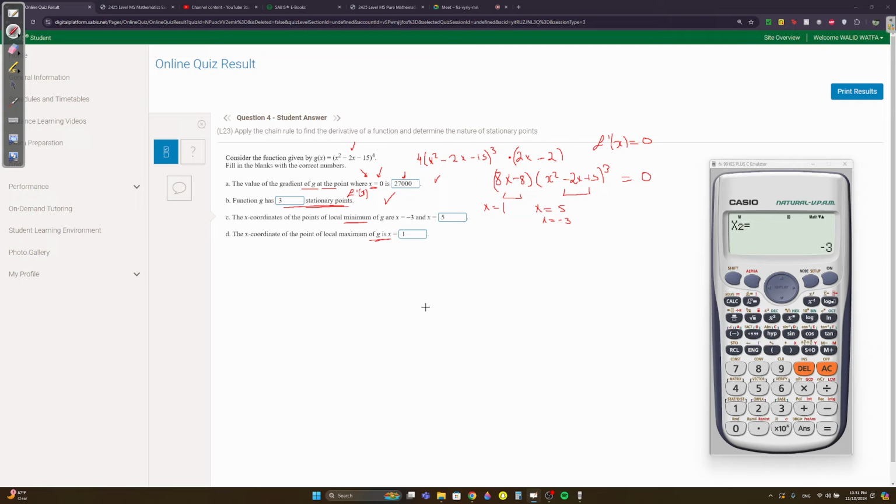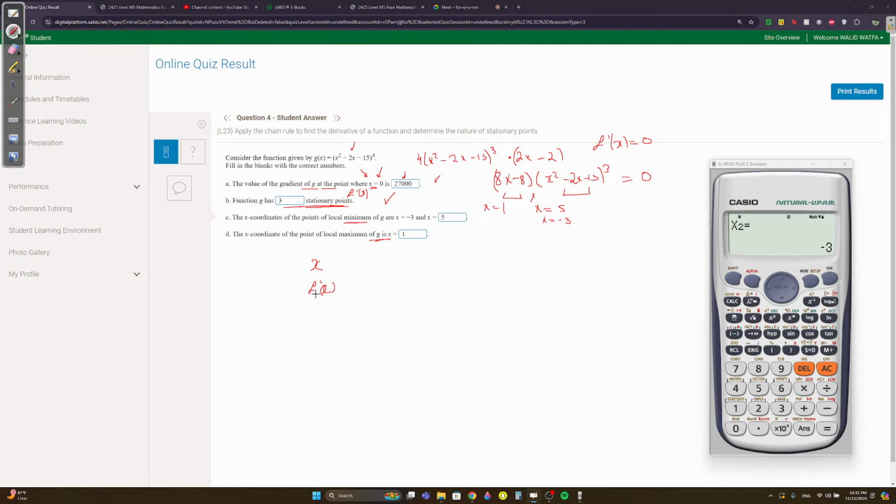We can use the second derivative, or we can use the table of sign. Look at your function. It's a bit long to derive it one more time, so let's use the table of sign. This is the first time I solve using the table of sign. I usually use the second derivative.